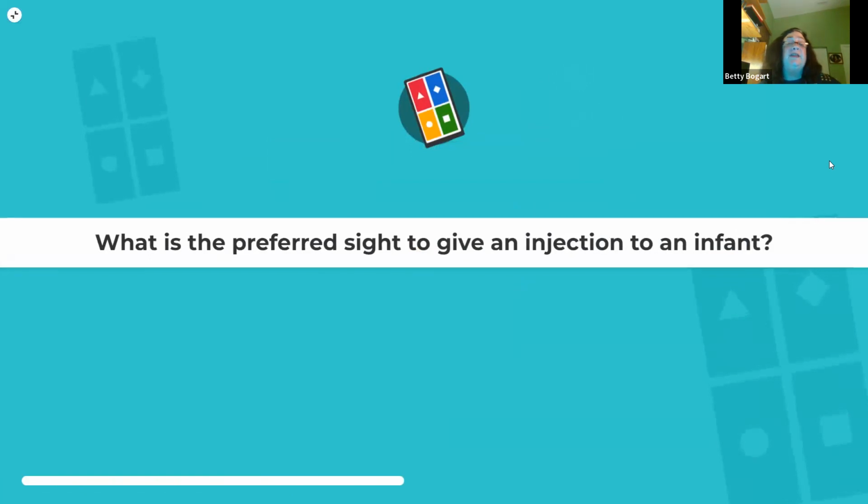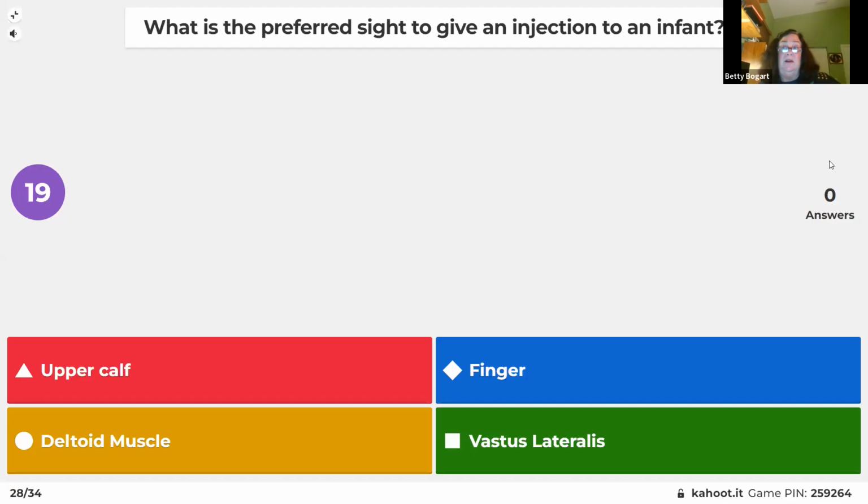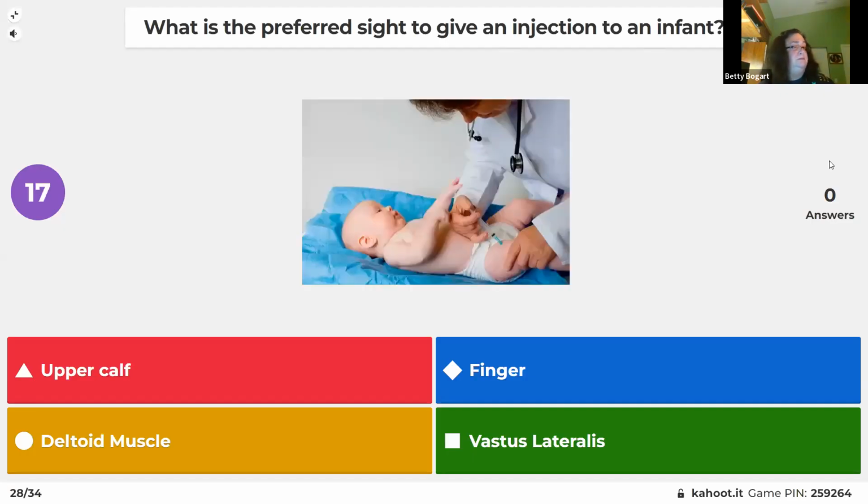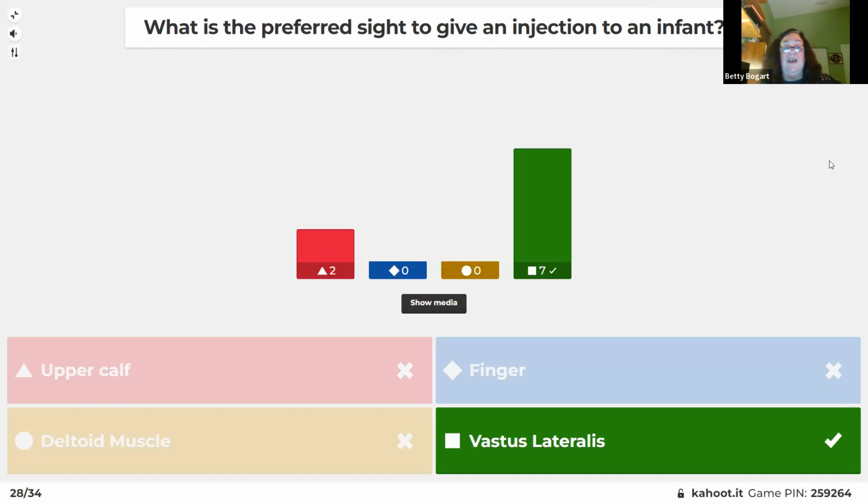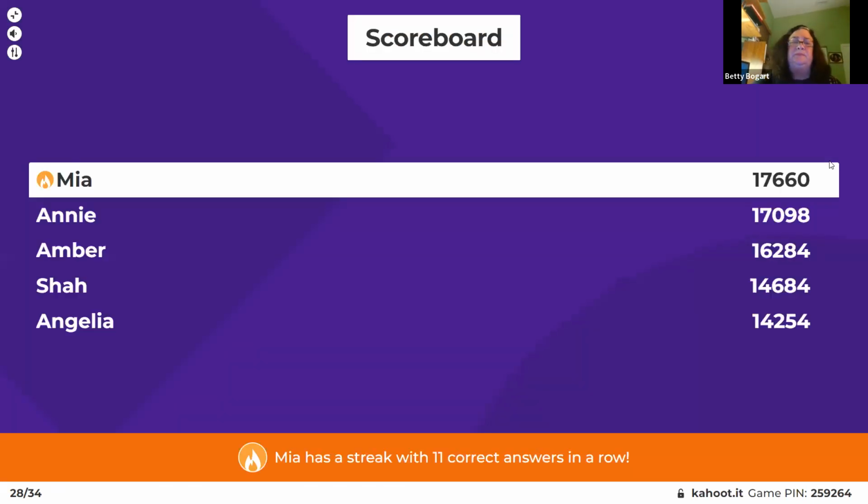What is the preferred site to give an injection to an infant? Do you remember pharmacology? And that's vastus lateralis. And it's not the upper calf, that is the back of the leg, the lower leg. So no, it's the upper outer thigh, and it's nice and meaty and they move it a lot. So it's a good place to do it.